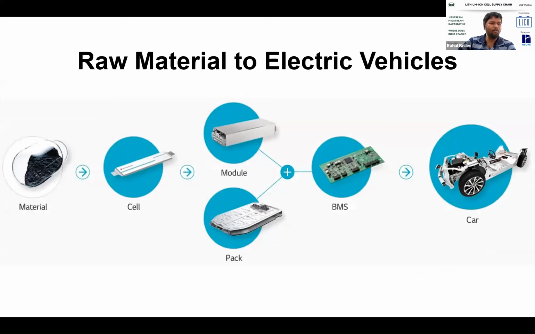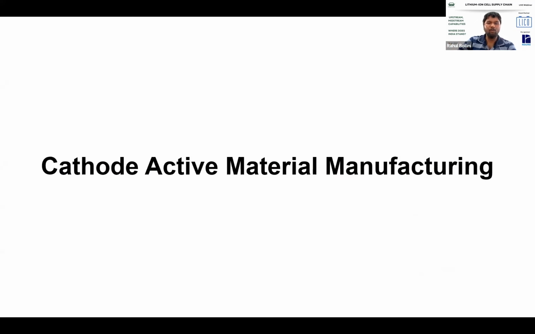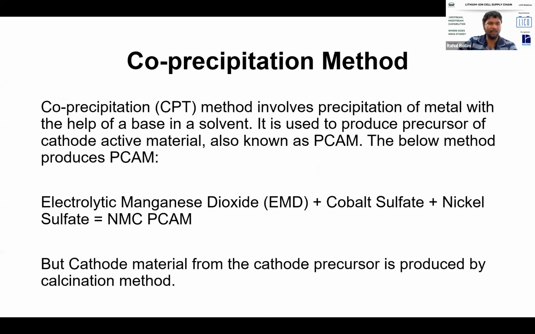And this is the complete chain from raw material to cell, to module plus BMS, to a pack, and pack to an electric vehicle. Let's talk about cathode active material manufacturing. Generally when people talk about lithium ion cells, all the cells are named after the cathode chemistry, say LFP, NMC, NCA, LCO. All that is the cathode active material inside the cells.